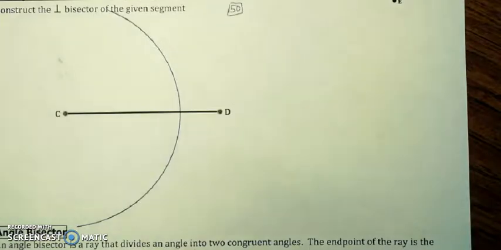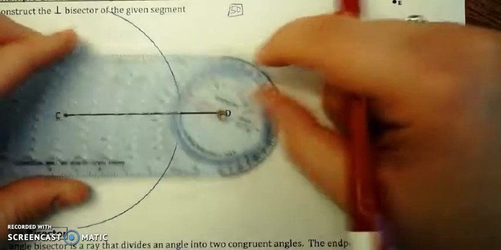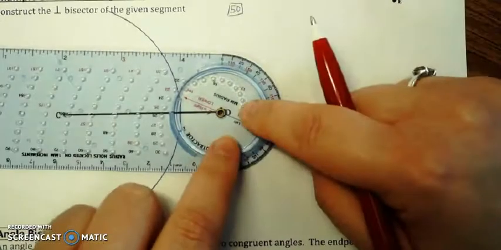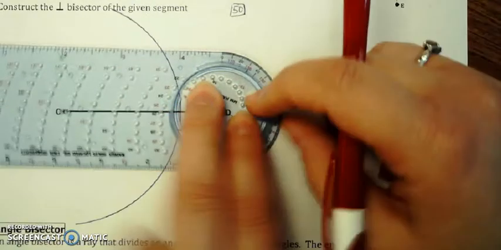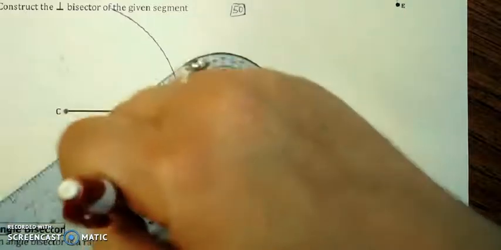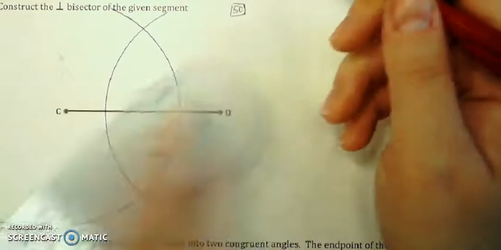Now, what you're going to do is switch over to the other end point, which is point D for this picture. Put the gold part on that. And then whatever number you used, I just used 50, you want to use that again. And you're going to make that same arc.